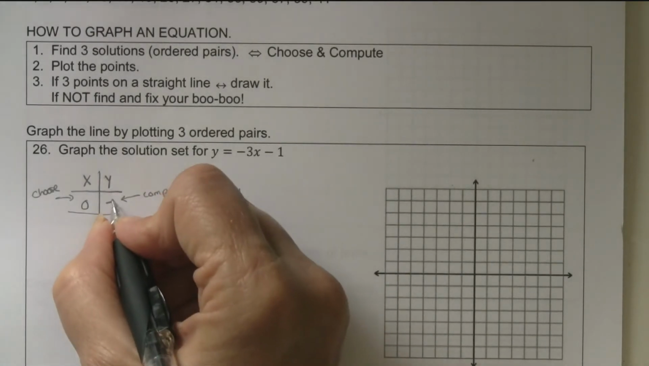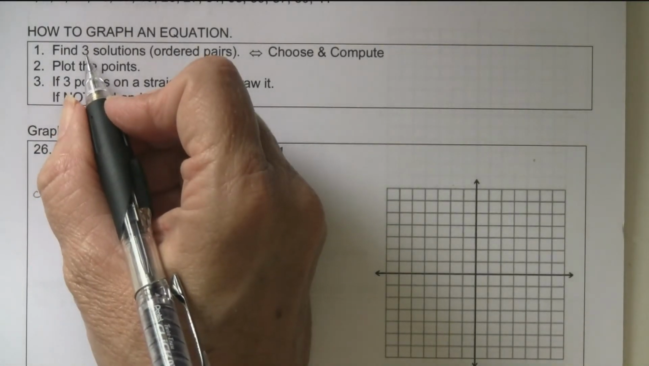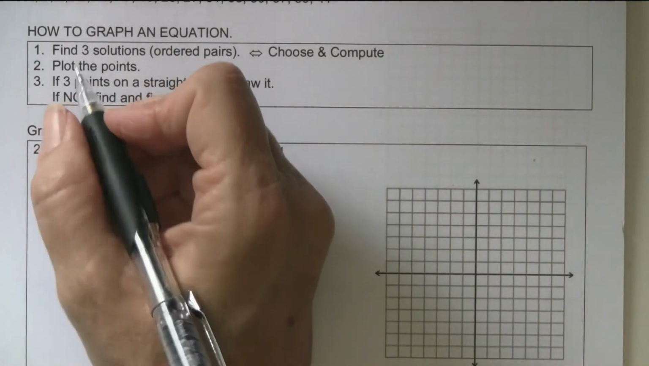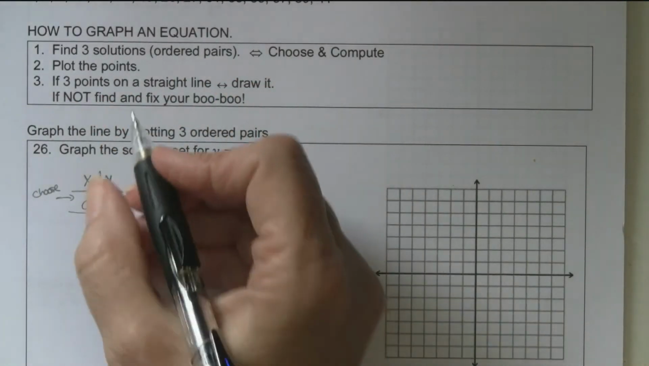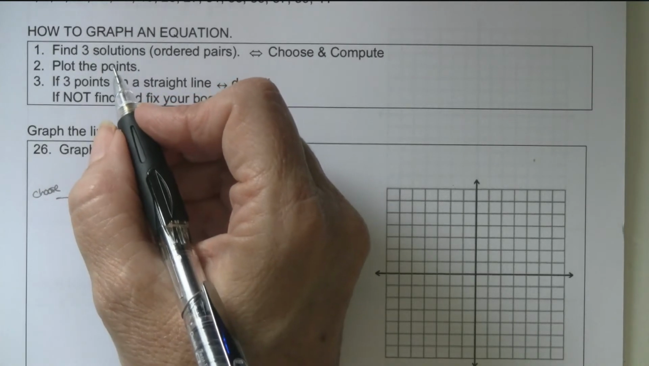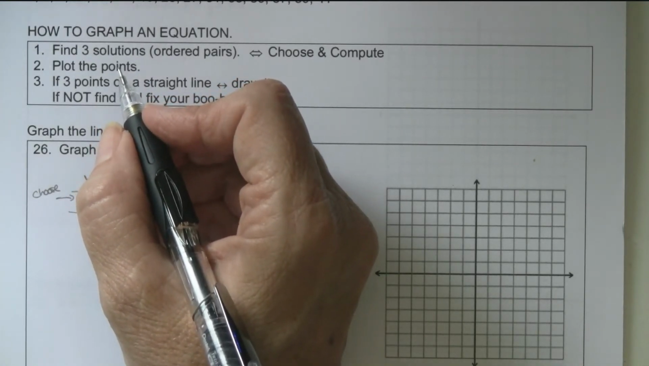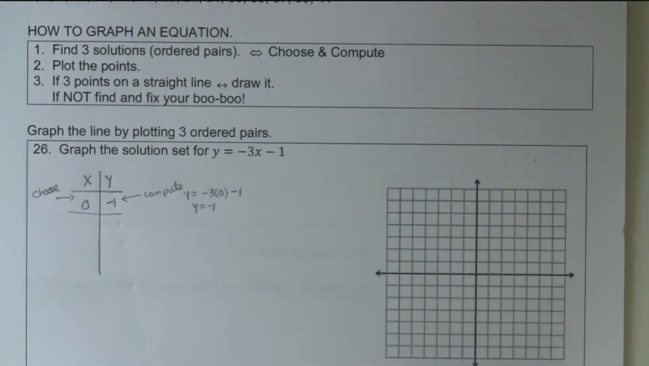And so sometimes people say, well, I chose both of those values. No, you didn't. You chose one of them and you computed the other. And so now I have one solution, and it says that I need 3. It really takes 2 solutions to create a line, but the third is a backup to make sure they're all collinear. If all 3 of your solutions are collinear, there's a better chance that you haven't made a mistake. So it's a way of checking your work.